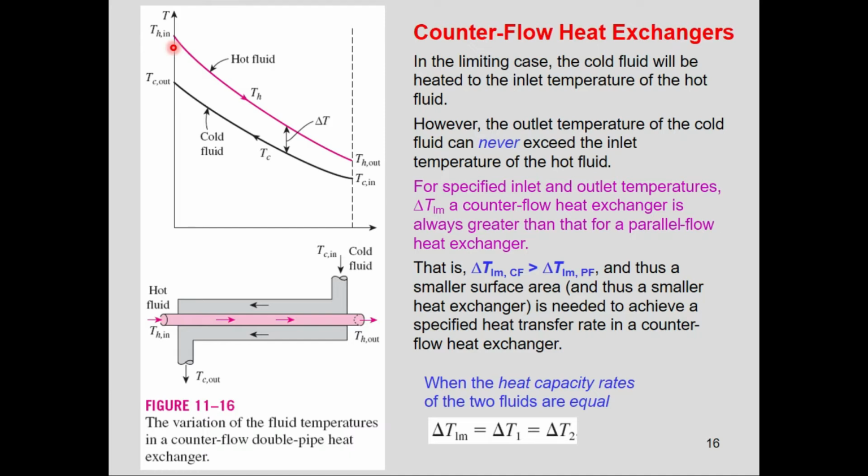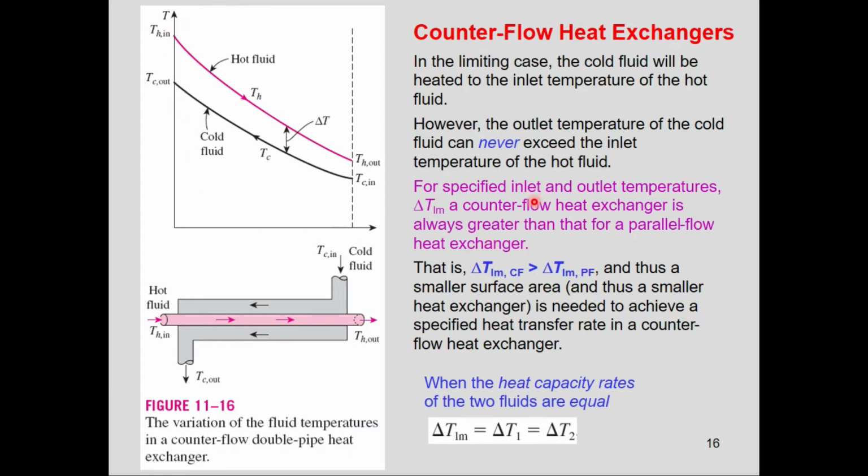This is never going to happen, but this is the limiting case that I am discussing over here. However, the outlet temperature of the cold fluid can never exceed the inlet temperature of the hot fluid. So this outlet of the cold fluid will never go up towards this temperature, right? It might achieve this temperature, it might get to this point, but it will never exceed this temperature, and this would be against the laws of thermodynamics.